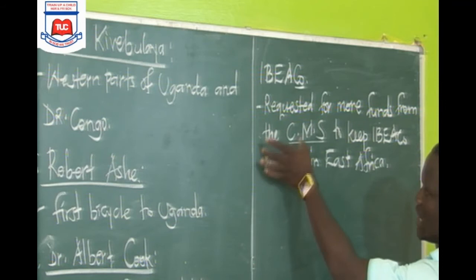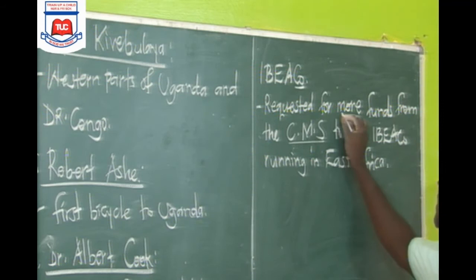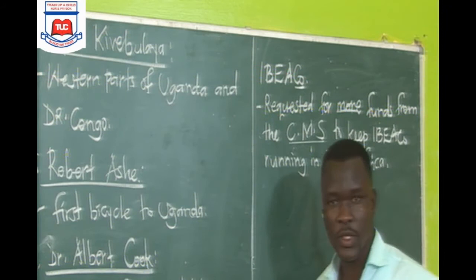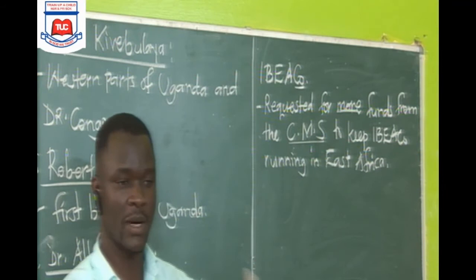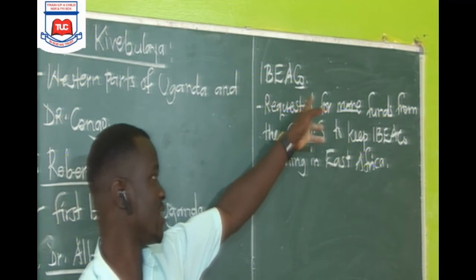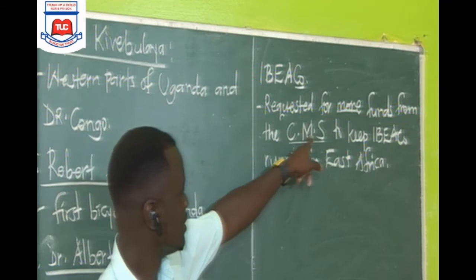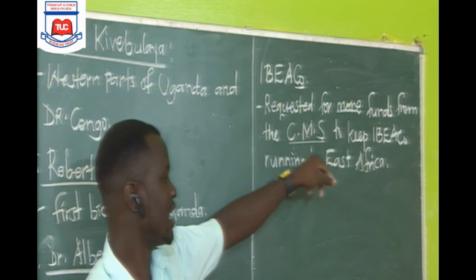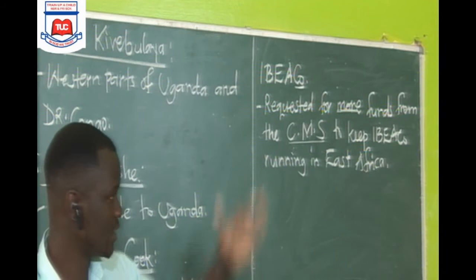Now, we shall be able to answer another question from here. Why did Bishop Alfred Tucker request more funds from the Church Missionary Society? We shall get the answer that the Church Missionary Society was the one that had sent the Anglican missionaries to East Africa. So, as IBECO was playing another role of protecting the missionaries in their activities, it meant that the missionaries had to also help the company so that it could continue running, and as a result, protect the missionaries as they preach or spread Christianity in East Africa.